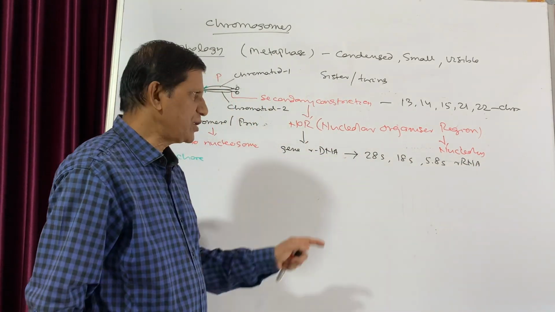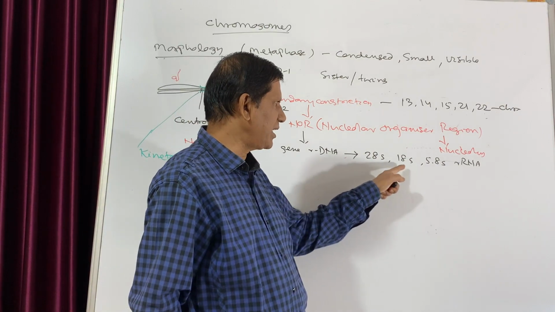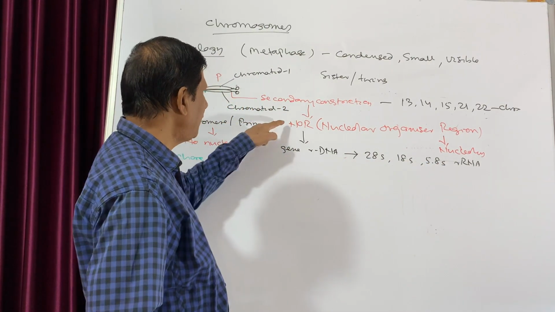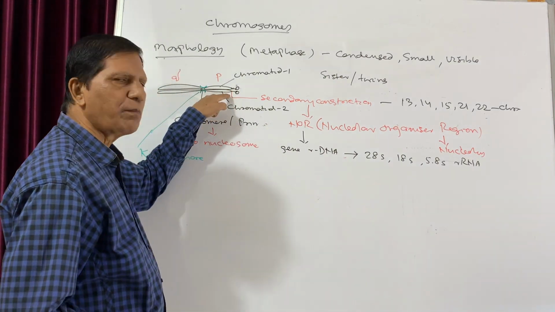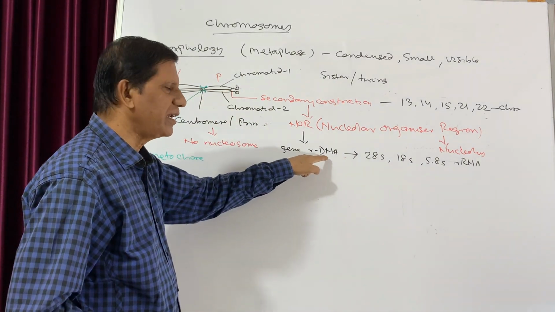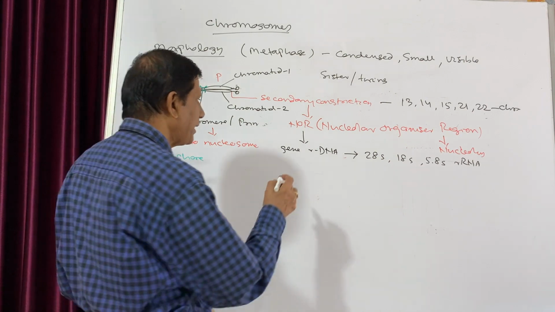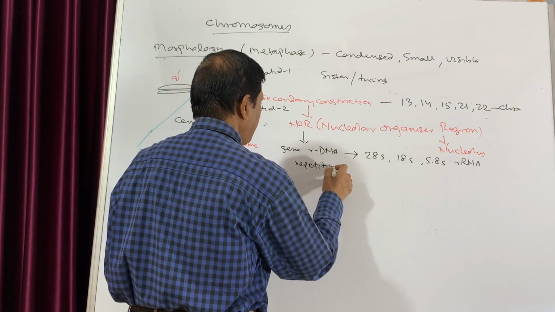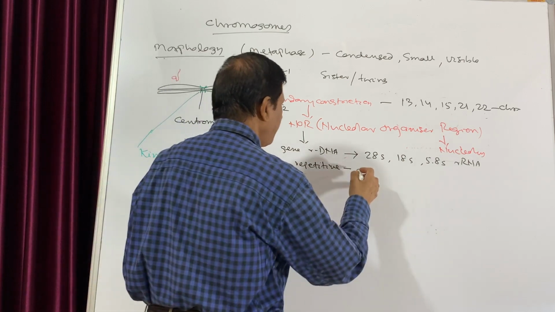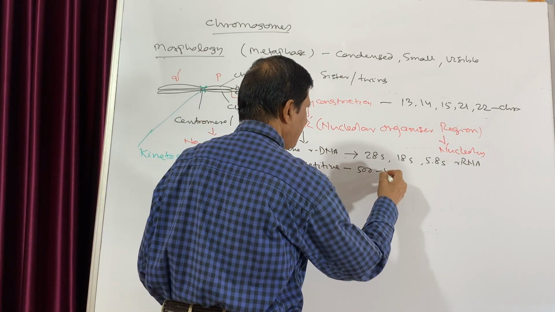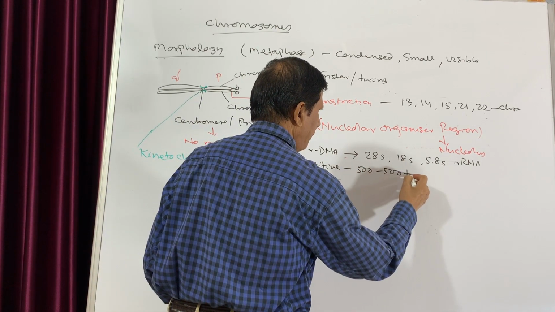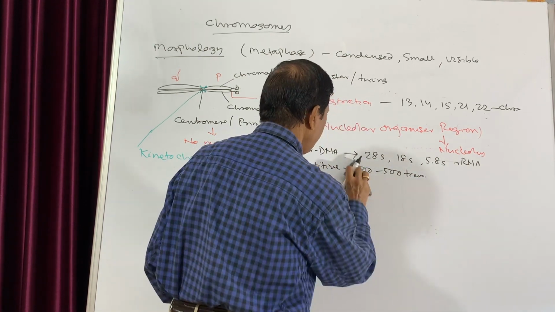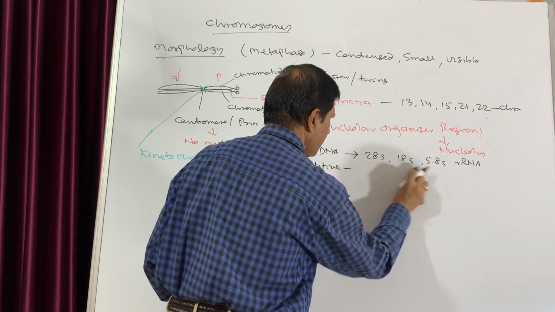That means in eukaryotes, the 28S, 18S and 5.8S rRNAs are transcribed only in the secondary constriction part, where the rDNA gene is present in a repetitive manner. How many times is it repeated? Maybe 500 to 5,000 times, or you can simply write that it is repeated several times.